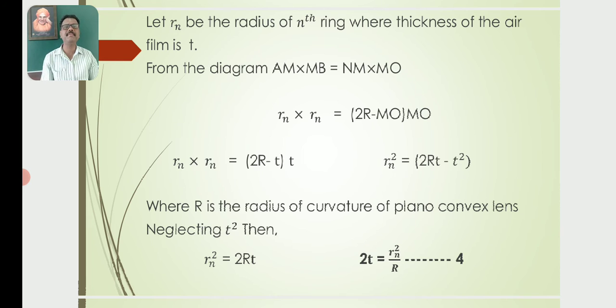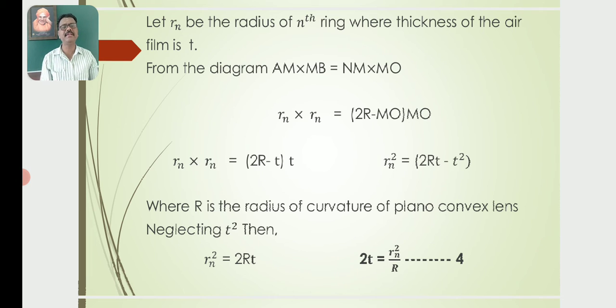From the diagram, we know that AB is horizontal and MN is vertical. Hence AM into MB equals NM into MO, where AM and MB are equal to Rn, the radius of the nth ring. So Rn into Rn equals (2R minus MO) into MO, where R is the radius of curvature of the plano-convex lens, and MO indicates the thickness of the air film.